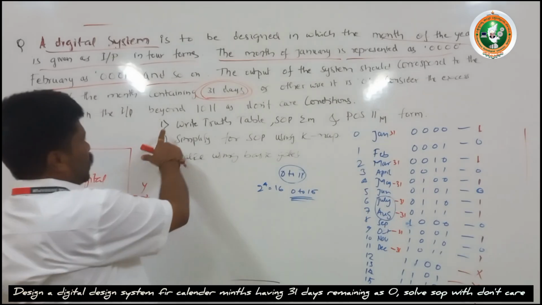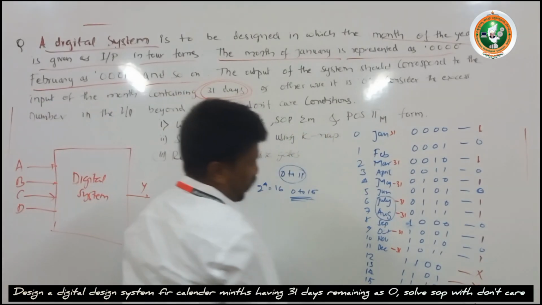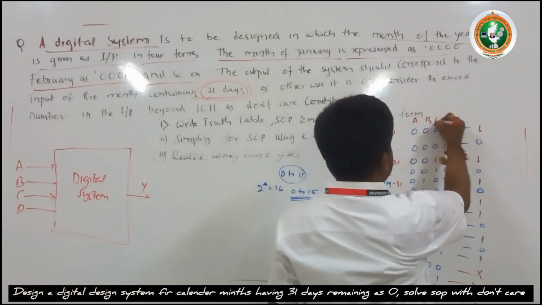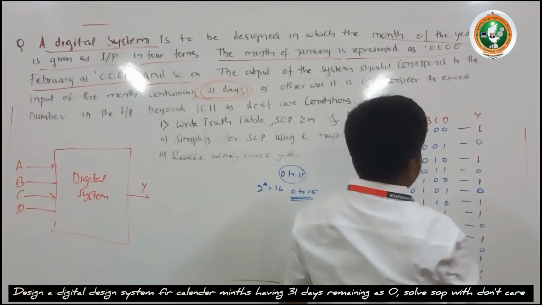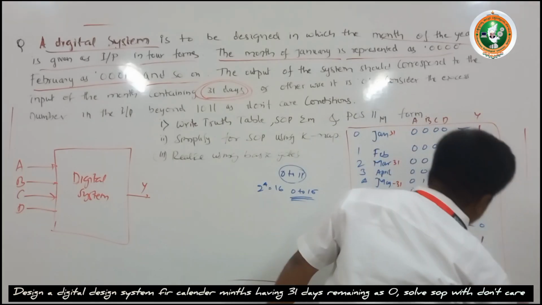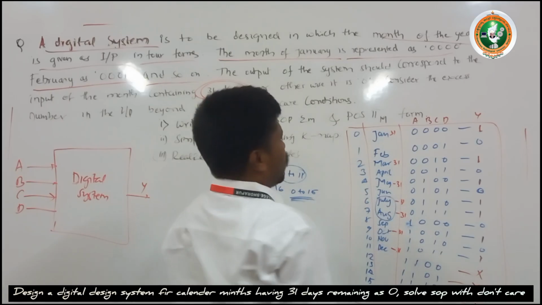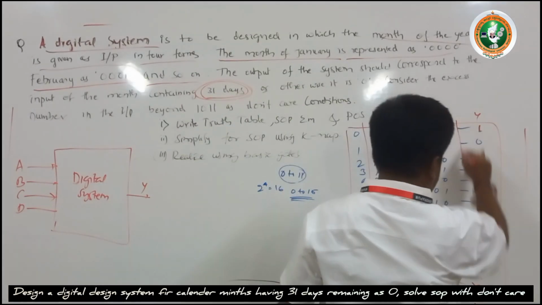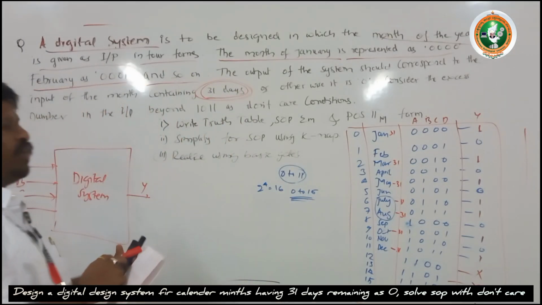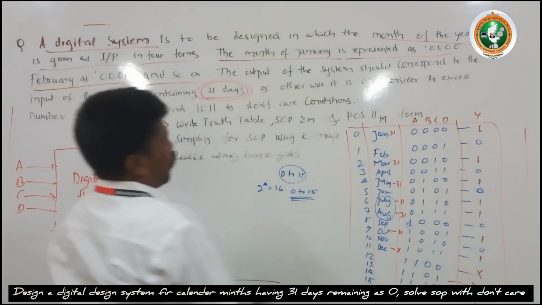The first one is: write the truth table for SOP. We have already written the truth table here. This truth table has A, B, C, D as inputs and Y as output. This is written in the truth table form, with the 31 days months and the decimal equivalent values. Now I have to write the SOP form and POS form also for this one.